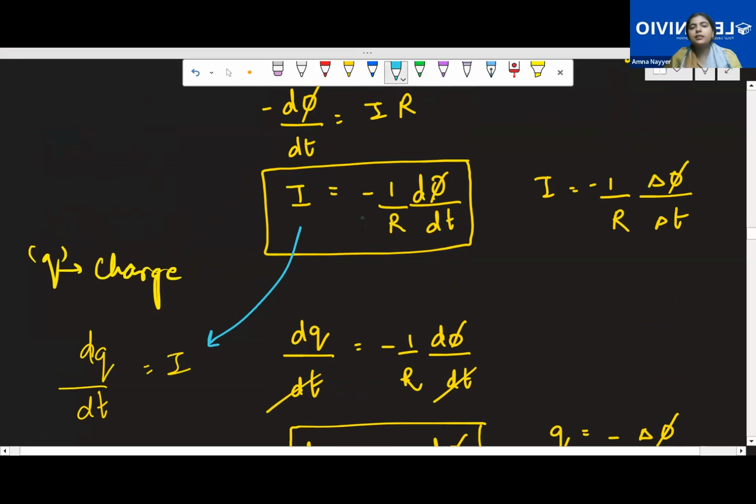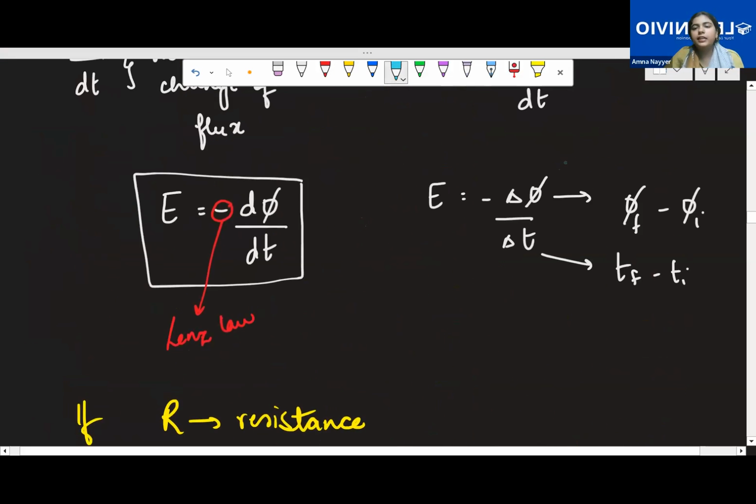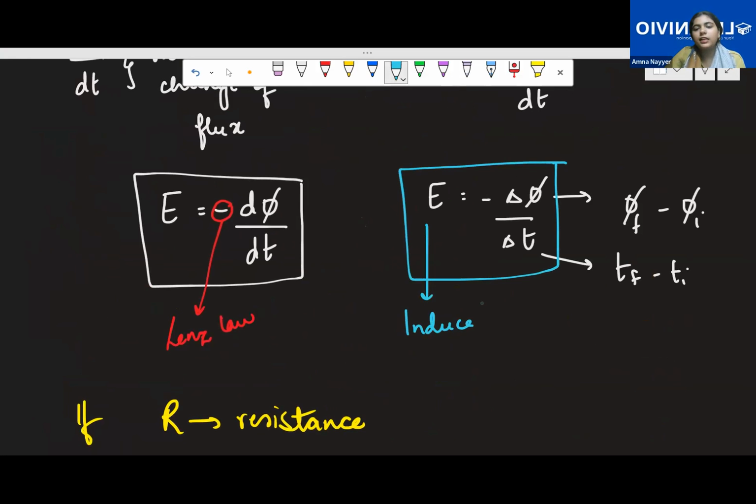What all things are there? This is the formula for the induced EMF according to Faraday's law. Faraday's laws of EMI are what? First law is that whenever there is a flux changing in your circuit, there is an induced EMF. First point is that magnetic field will change, magnetic flux will change, and you will have induced EMF. Second point is that this EMF will be directly proportional to rate of change of flux. Higher the change, higher the EMF, lesser the change, lesser the EMF.